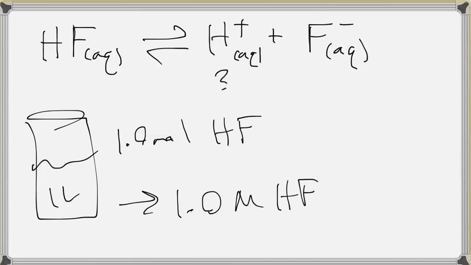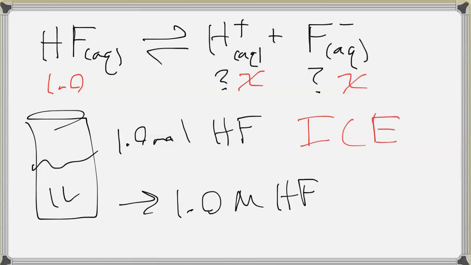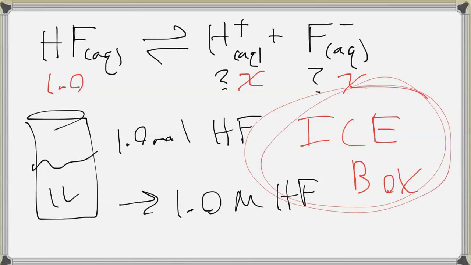But how much H plus and how much F minus do I have? Well, this is an equilibrium reaction, so I have to treat it like an equilibrium. How would you figure out X and X for an equilibrium if we know we started with 1.0 molar? Well, we would have to work in the ICE box, right? So whenever you're dealing with a weak acid, you've got to use the ICE box to figure out what that concentration of H plus is.